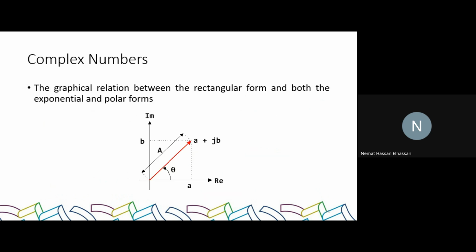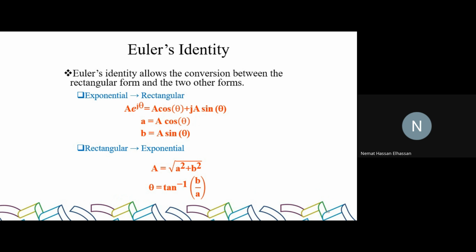Okay, so this is what we have. So this is the conversion from exponential to rectangular, and from rectangular to exponential. And this formula here is called Euler's formula or Euler's identity. It's just the name that's given to this conversion. Up to this point, are we clear? Do you have any questions?